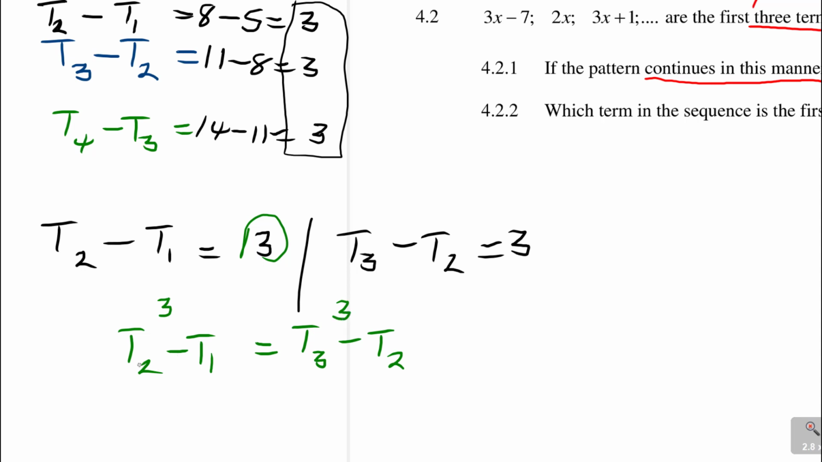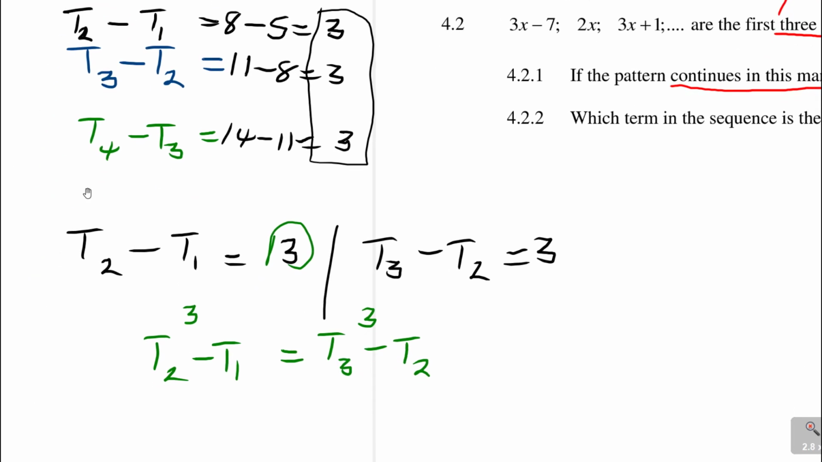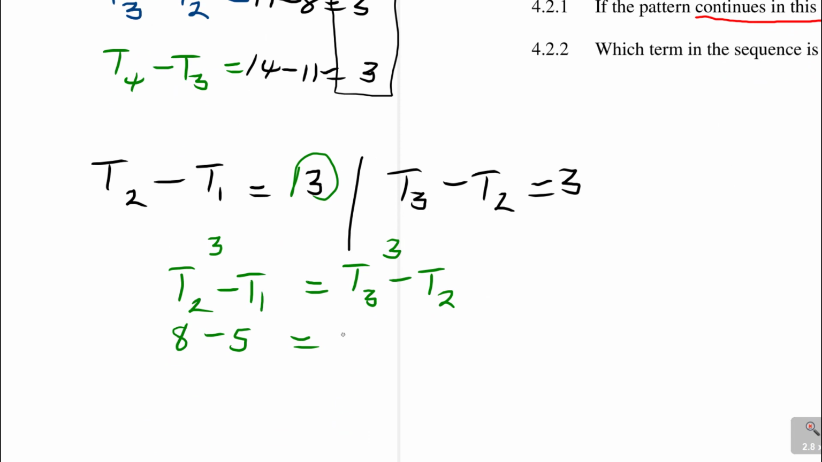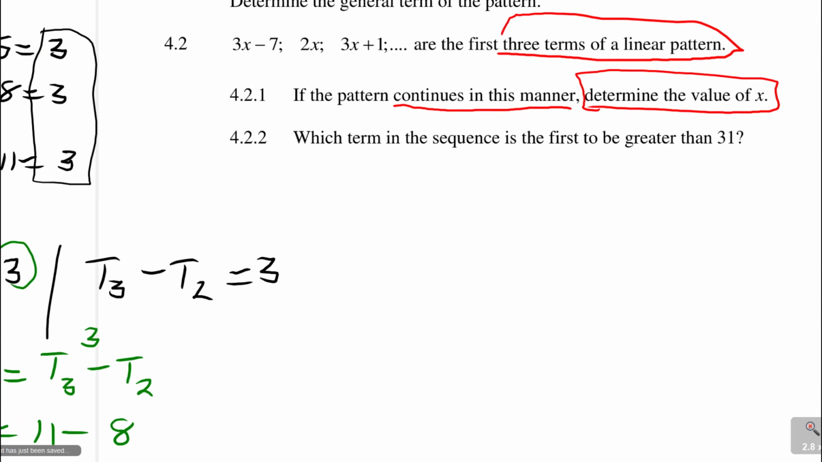Let's test it. What is T2? We said T2 was 8 and T1 was 5. So here I'll say 8 minus 5 is equal to, what is T3? T3 is 11. Is 11 minus 8. T2 is 8. Now what is 8 minus 5? It is 3, which is equal to 11 minus 8, also 3. See what I just did? Now it's the identical method that you are supposed to apply here.